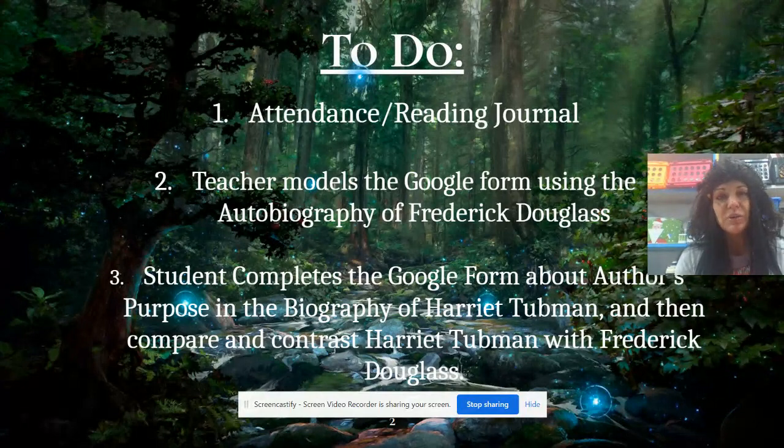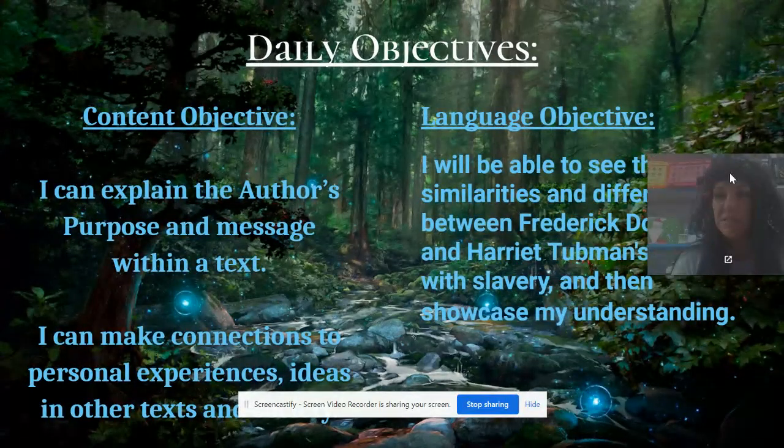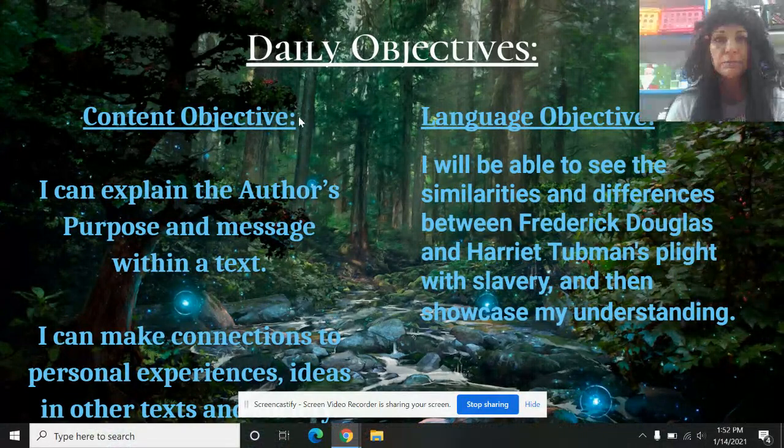I'm going to model for you with Frederick Douglass, documenting the 5 W's about Frederick Douglass and his autobiography. And then I'm going to show you what you're going to get into today with Harriet Tubman as well. Actually, I'm just going to walk you through that document. That'll be easier. Let's look at your objectives today so that you know what you are doing.